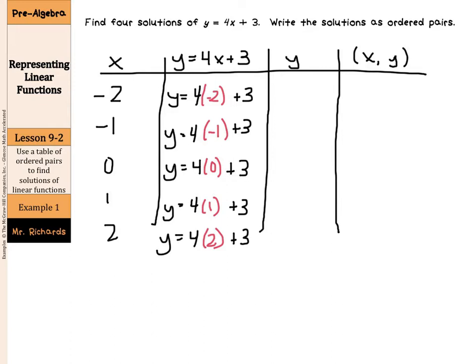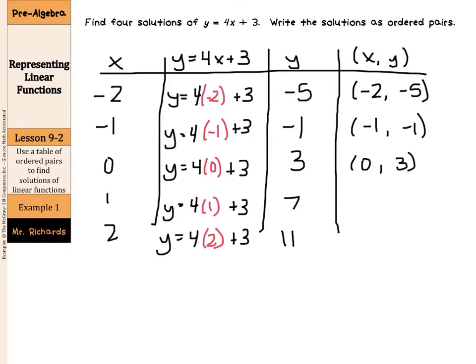4 times -2 is -8, plus 3 is -5. 4 times -1 is -4, plus 3 is -1. 4 times 0 is 0, plus 3 is 3. 4 times 1 is 4, plus 3 is 7. 4 times 2 is 8, plus 3 is 11. And now we write these as ordered pairs. Our x values always are first in our ordered pairs, so we can write (-2, -5), then (-1, -1), (0, 3), (1, 7), and (2, 11), and that is our solution.